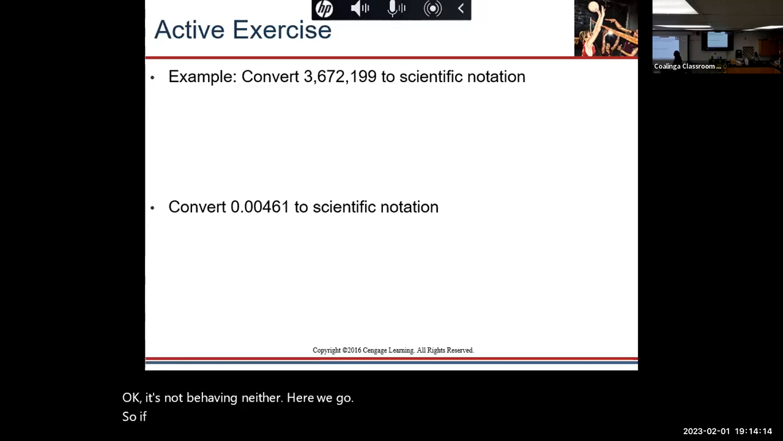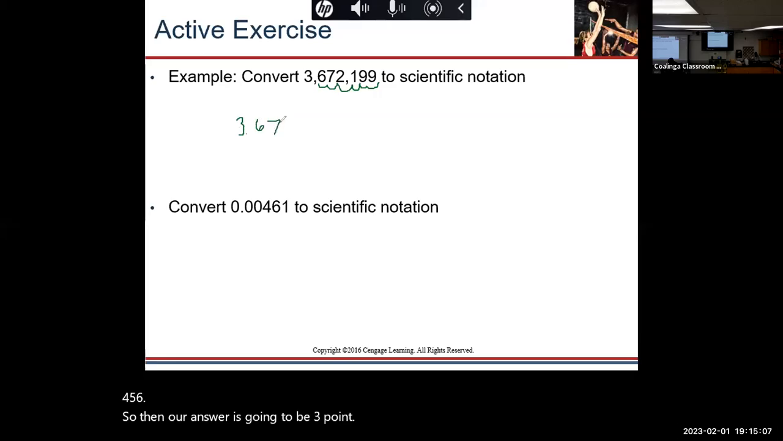Okay, so if we have 3,672,199 and we want to write that in scientific notation, how would I go about doing that? We're going to move the decimal 6 places: 1, 2, 3, 4, 5, 6. So then our answer is going to be 3.672199 times 10 to the 6.